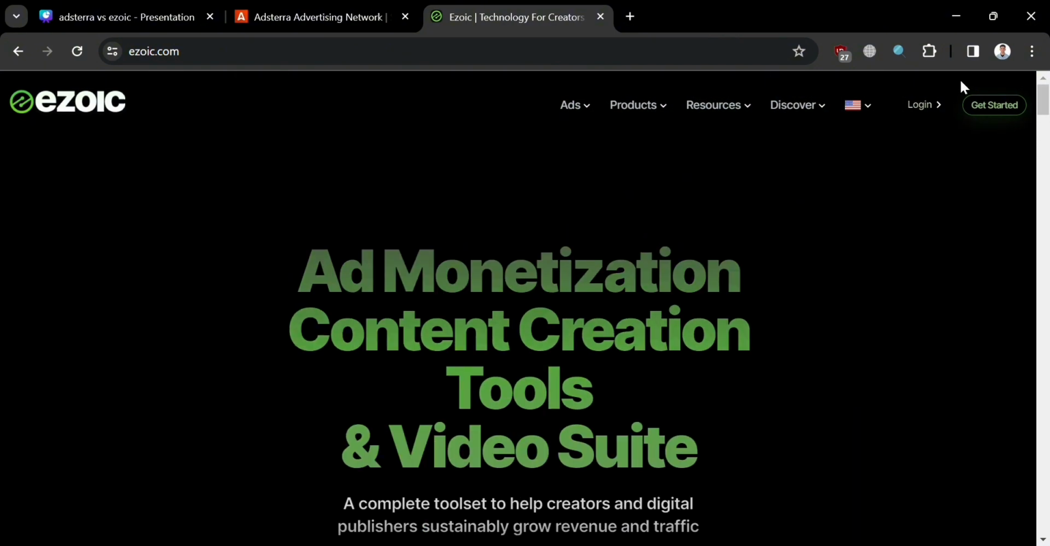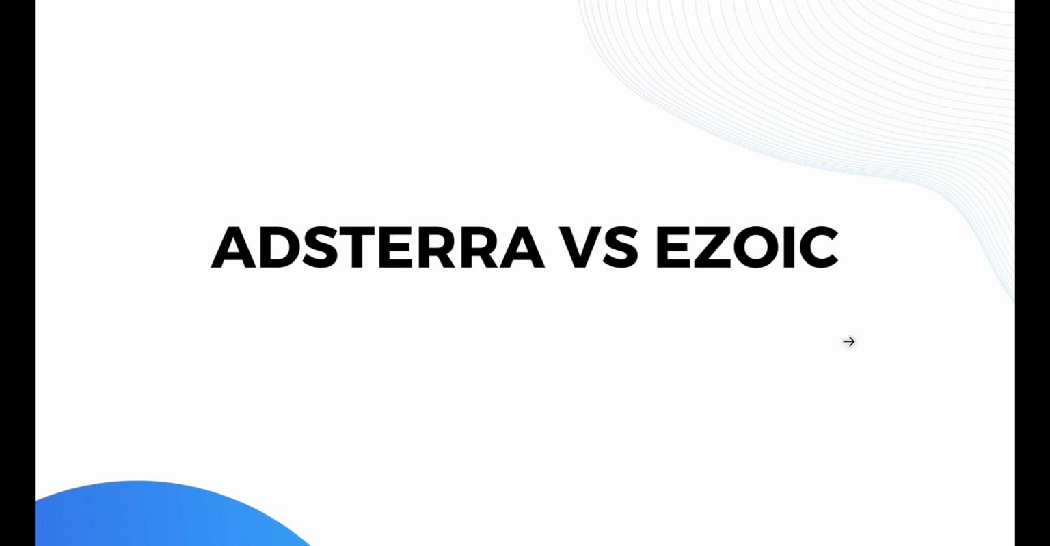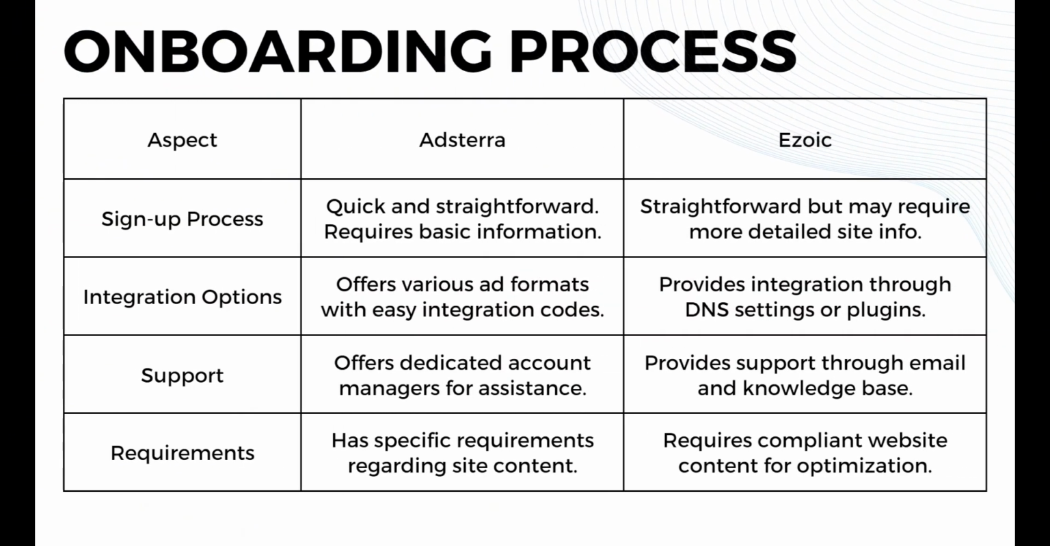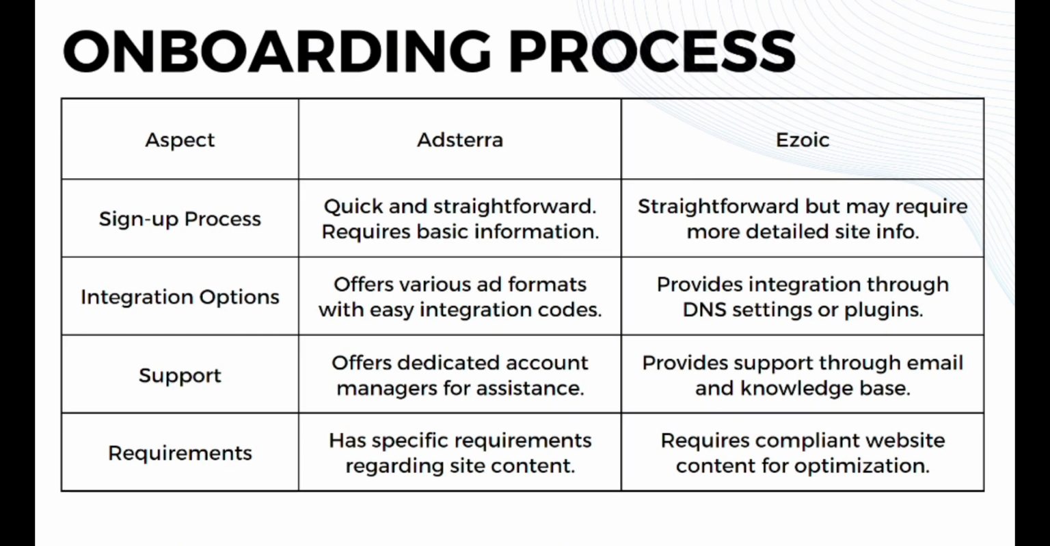And now that we know the overview of both platforms, we can proceed to other details of Adsterra and Ezoic. Let's start with the comparison of the onboarding process of both platforms. As you can see on this table, in terms of sign-up process, Adsterra offers a quick and straightforward one that requires basic information, while Ezoic is straightforward but may require more detailed site info. And in terms of integration options, Adsterra offers various ad formats with easy integration codes, while Ezoic provides integration through DNS settings or plugins.